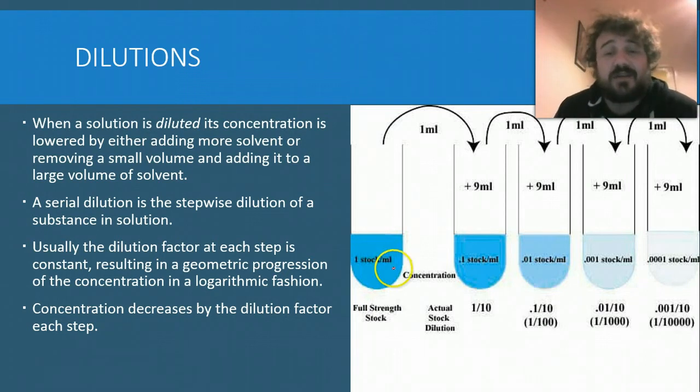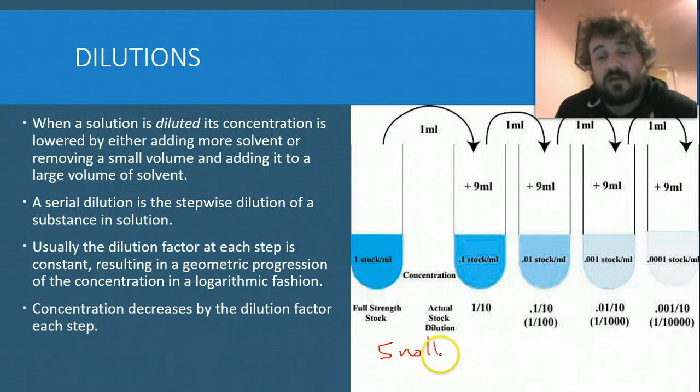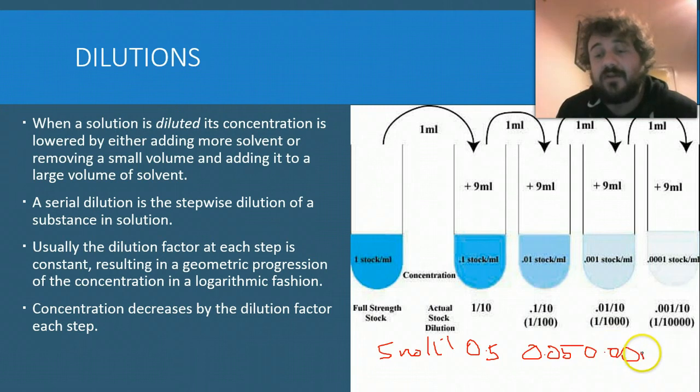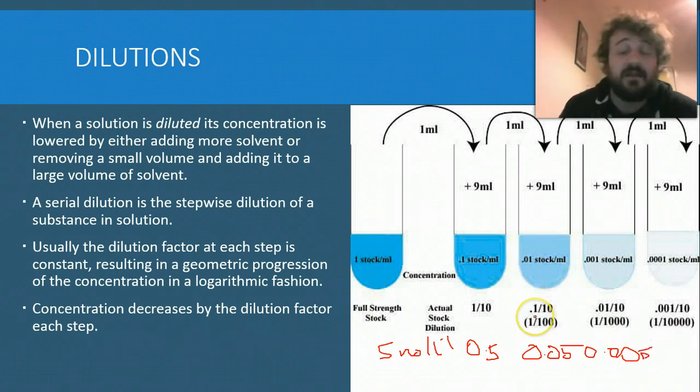So if you make a 1 to 10 dilution from your stock solution and then you put it in there, so if the concentration here is, we'll say 5 moles per liter, the next one will be 0.5, the one after that will be 0.05, 0.005, and so forth down the line.